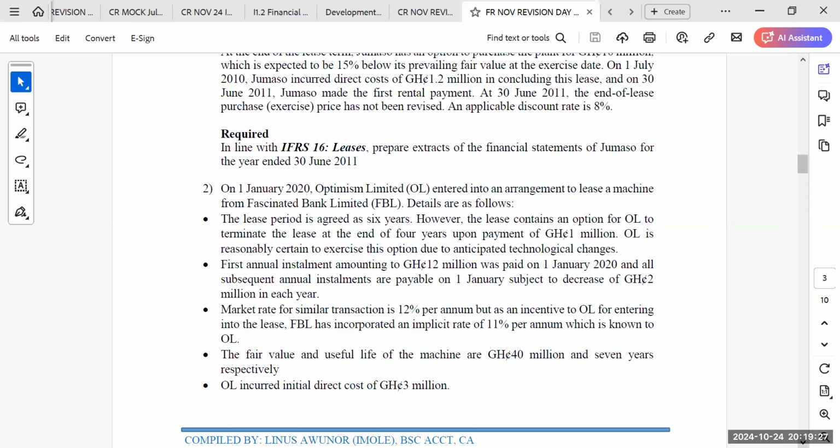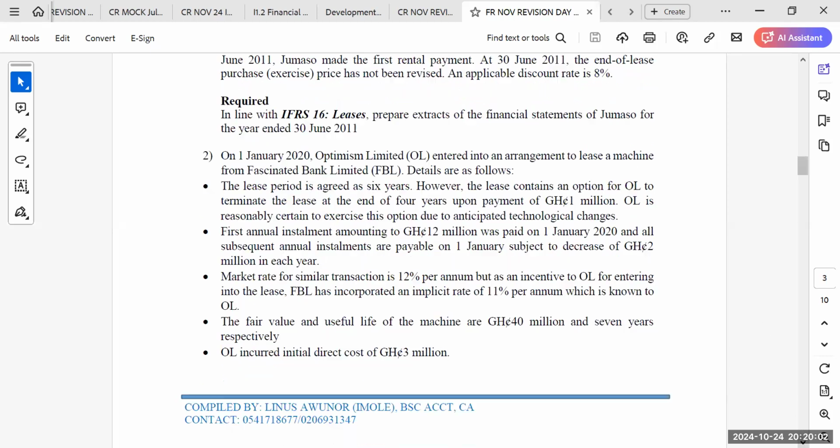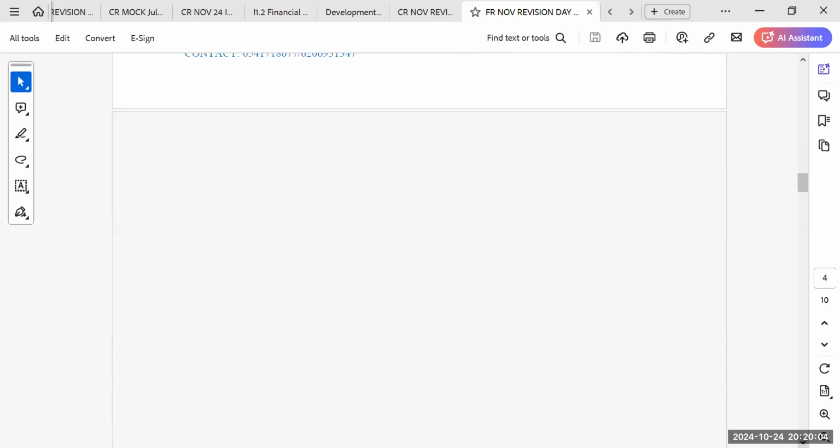3. Market rate for similar transactions is 6% per annum, but as an incentive to OL for entering into the lease, FBL has incorporated an implicit rate of 11% per annum, which is known to OL. 4. The fair value and useful life of the machine are 40 million and 7 years respectively. 5. OL incurred initial direct cost of 3 million. Required: Prepare relevant extracts from OL's statement of financial position, statement of profit or loss, and notes to the financial statements for the year ended 31st December 2020.